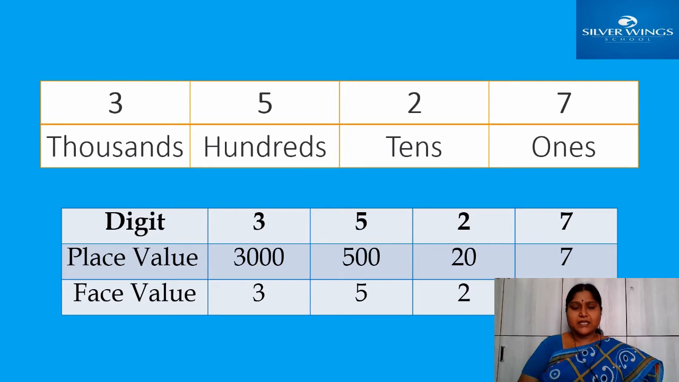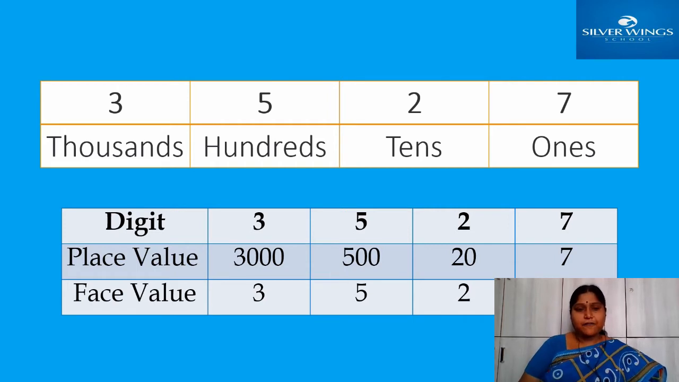Whatever digit it is, face value of 3 is 3 only. Face value of 5 is 5 only. Face value of 2 is 2 only. Face value of 7 is 7 only. Whatever digit is there, the same digit is called face value. Okay. What digit you are representing there, that is face value. Face value of a digit is the digit itself.